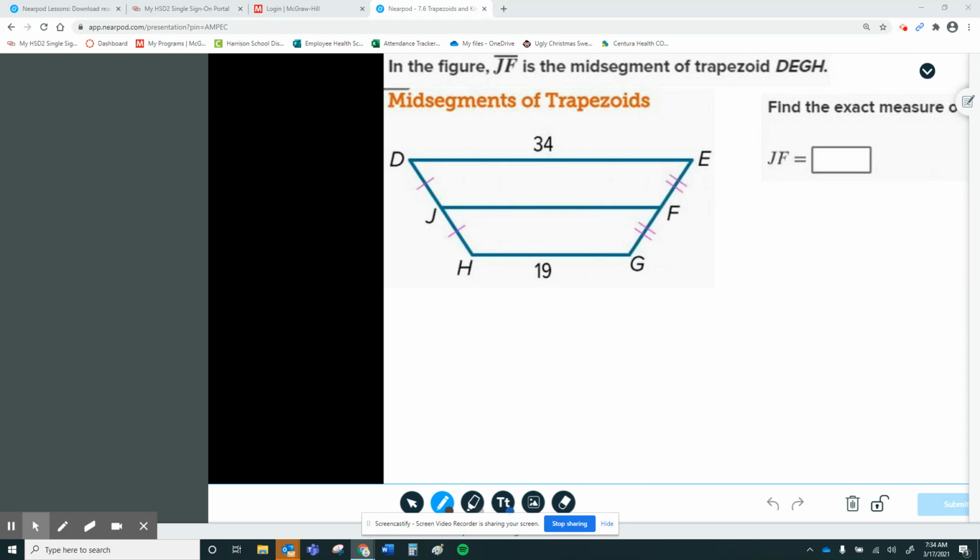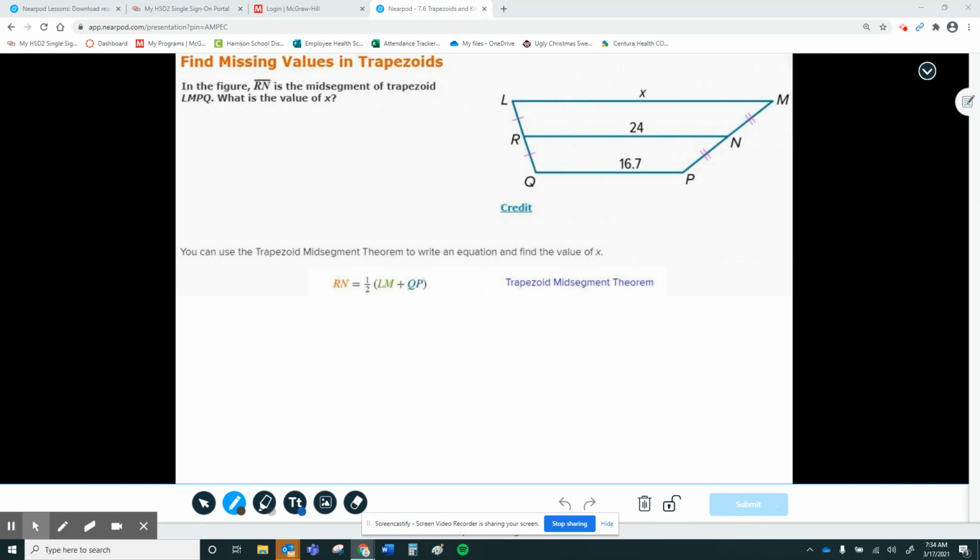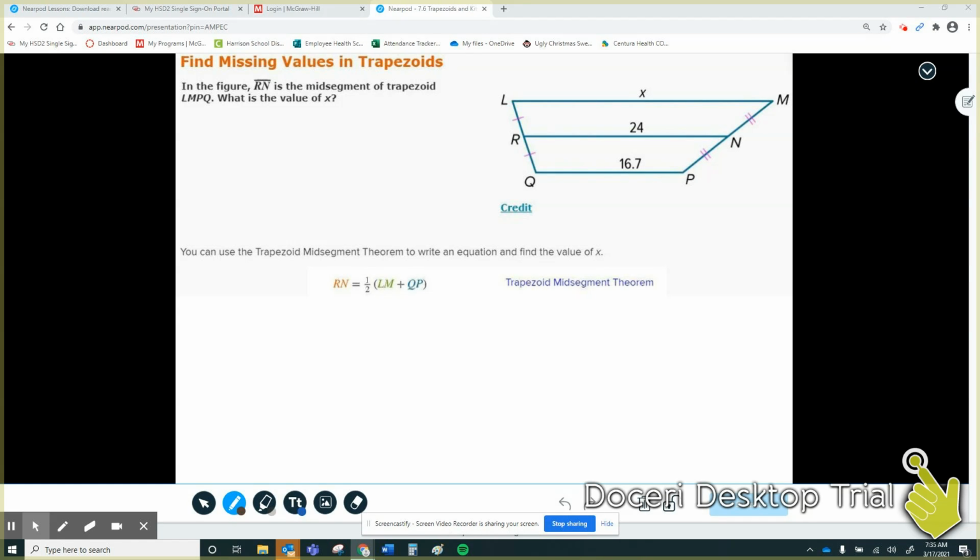Sometimes they will ask us to move backwards. In this problem, they gave us the midsegment and they're asking us to find the longer base. So I'm going to set up everything I know in my equation the same way, and then I'm going to go backwards and solve for x. So first I see RN. RN is 24. Equals 1/2. I'm going to copy that because that's just a number. LM in green is what I seem to not know. That is where x is.